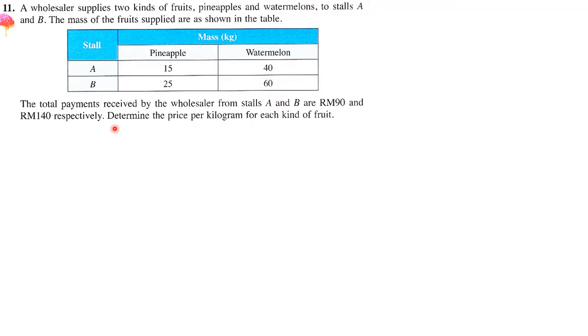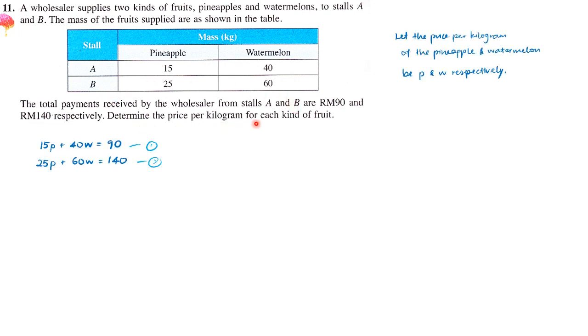Next, a wholesaler supplies 2 kinds of fruits, pineapples and watermelons to stall A and B. Okay, total payments received by wholesaler from stall A. Okay, the wholesaler received 90 ringgit from stall A and 140 from stall B. Determine the price per kilogram of each kind of fruit.